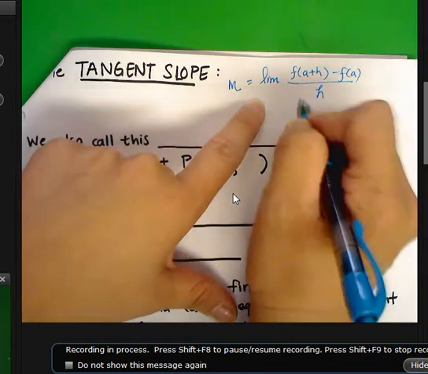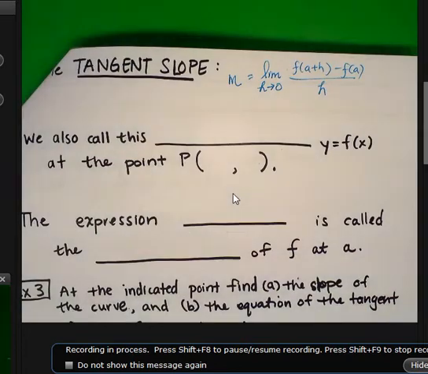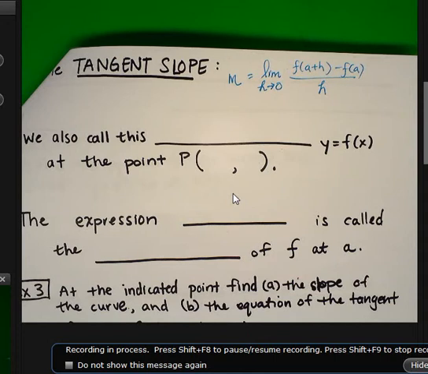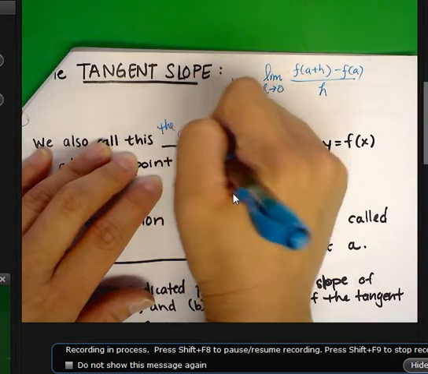As h approaches 0. But wait a minute, if h approaches 0, we're gonna have a 0 in the denominator. So we're not gonna plug it in, we're not gonna say h equals 0, we just wanna see what happens as h gets really, really close to the neighborhood of 0. And if we can calculate that using limits, then we'll be able to figure out what the slope of that tangent is. So we also call this the tangent slope. We also can call that the slope of the curve.